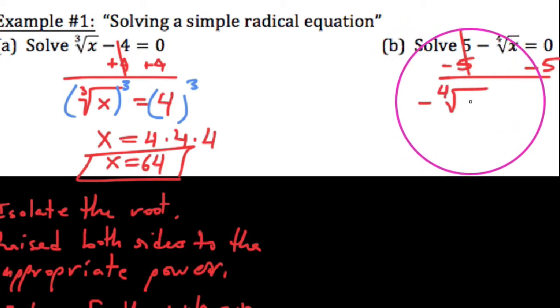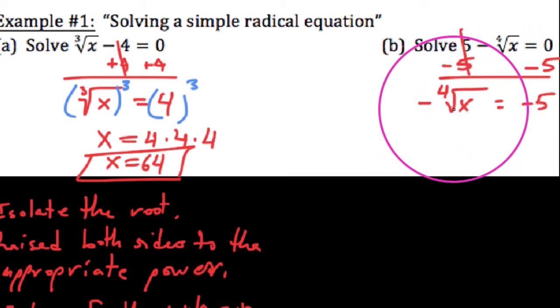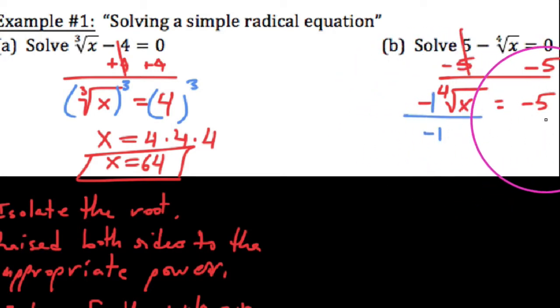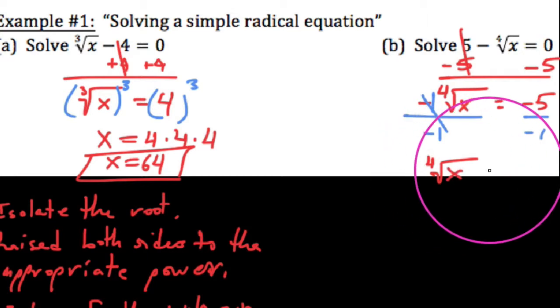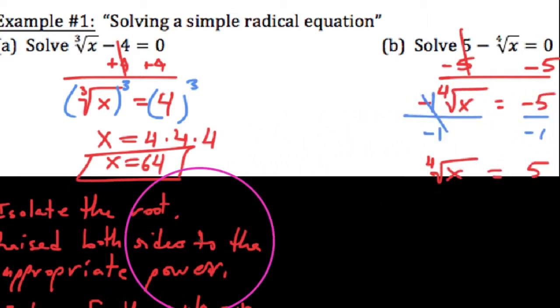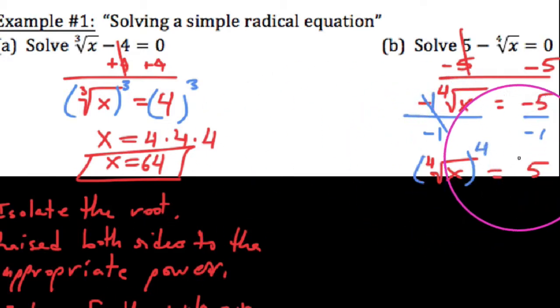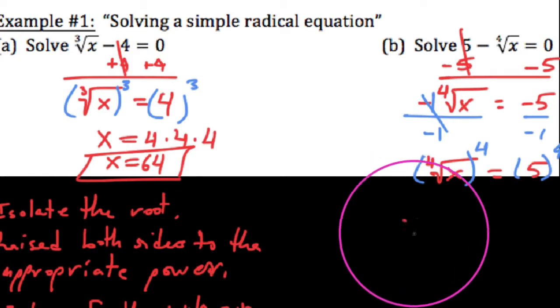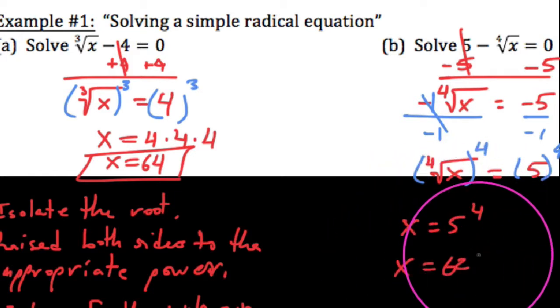I want to point out that there's a negative in front of this radical right here. So what we need to do now is divide both sides by negative 1. Those cancel out, and we're left with the fourth root of x is equal to just a positive 5. Now that we have this isolated, we're going to raise both sides to the appropriate power. The appropriate power to take care of a fourth root would be the fourth power. So I would get x equals 5 to the fourth, which is 25 times 25, which is 625.